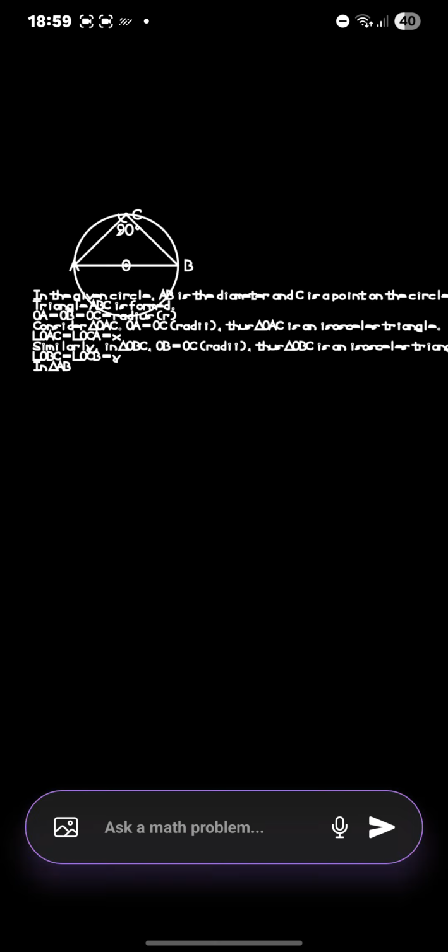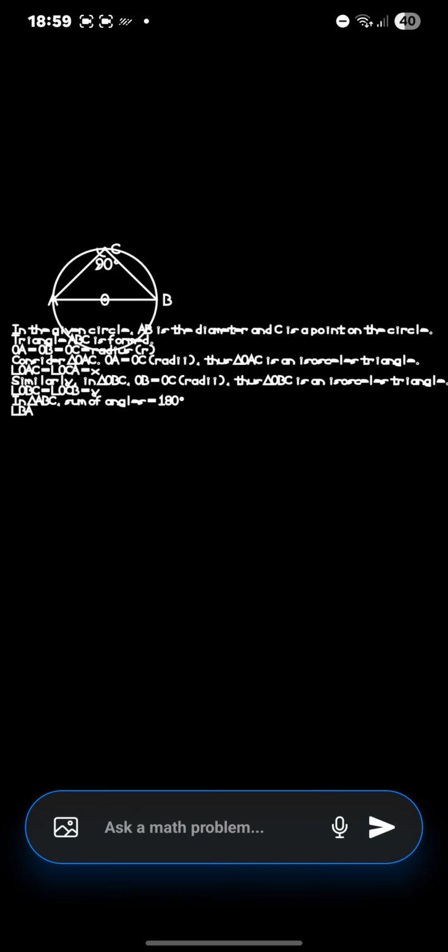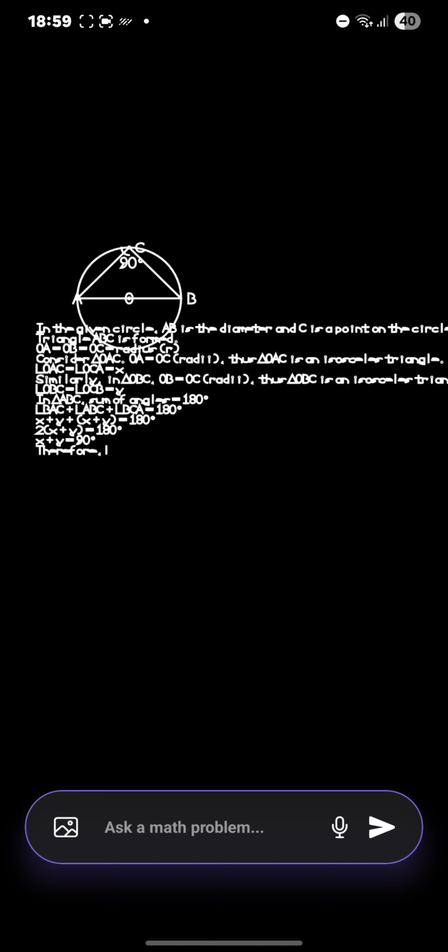In triangle ABC, the sum of angles equals 180 degrees. Angle BAC plus angle ABC plus angle BCA equals 180 degrees. So x plus y plus x plus y equals 180 degrees. 2(x plus y) equals 180 degrees. x plus y equals 90 degrees. Therefore, angle ACB equals 90 degrees. So this was, I think, to prove that angle ACB equals 90 degrees, and that's what it has been doing this whole time, and that's correct.